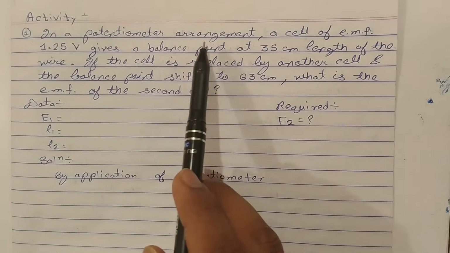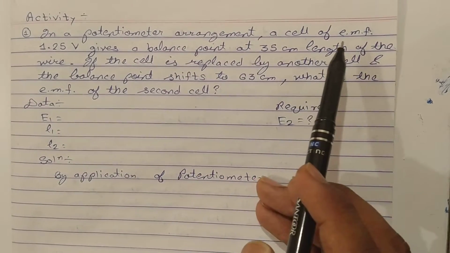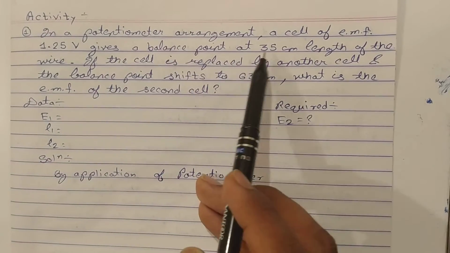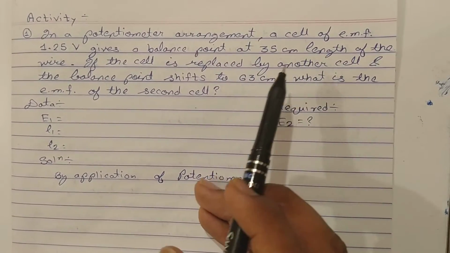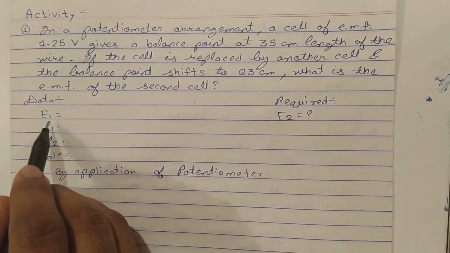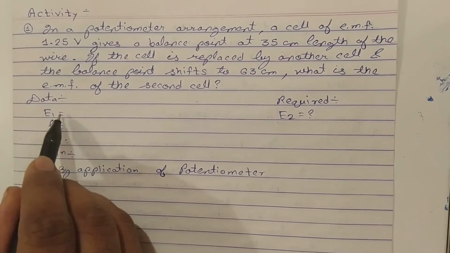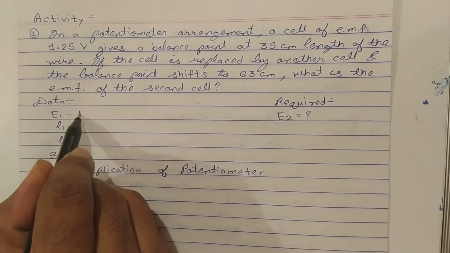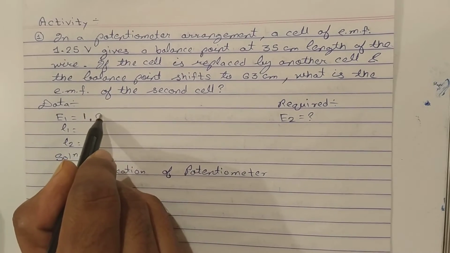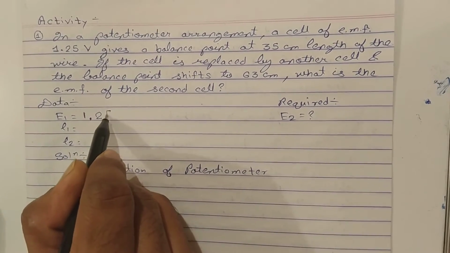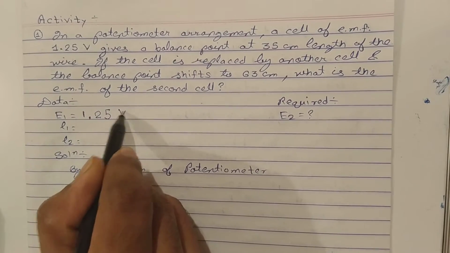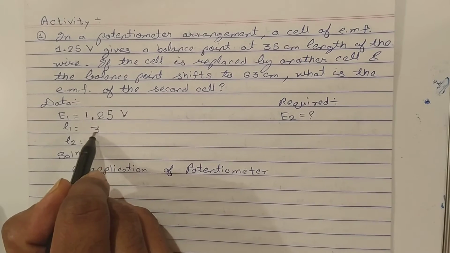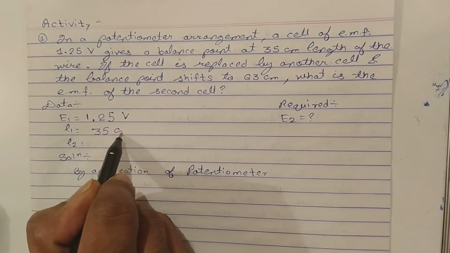In a potentiometer arrangement, a cell of EMF 1.25 gives a balance point at 35 centimeter length. Students, from this information we understood if EMF of a cell is 1.25 volt, the balance length we obtain is at 35 centimeter.